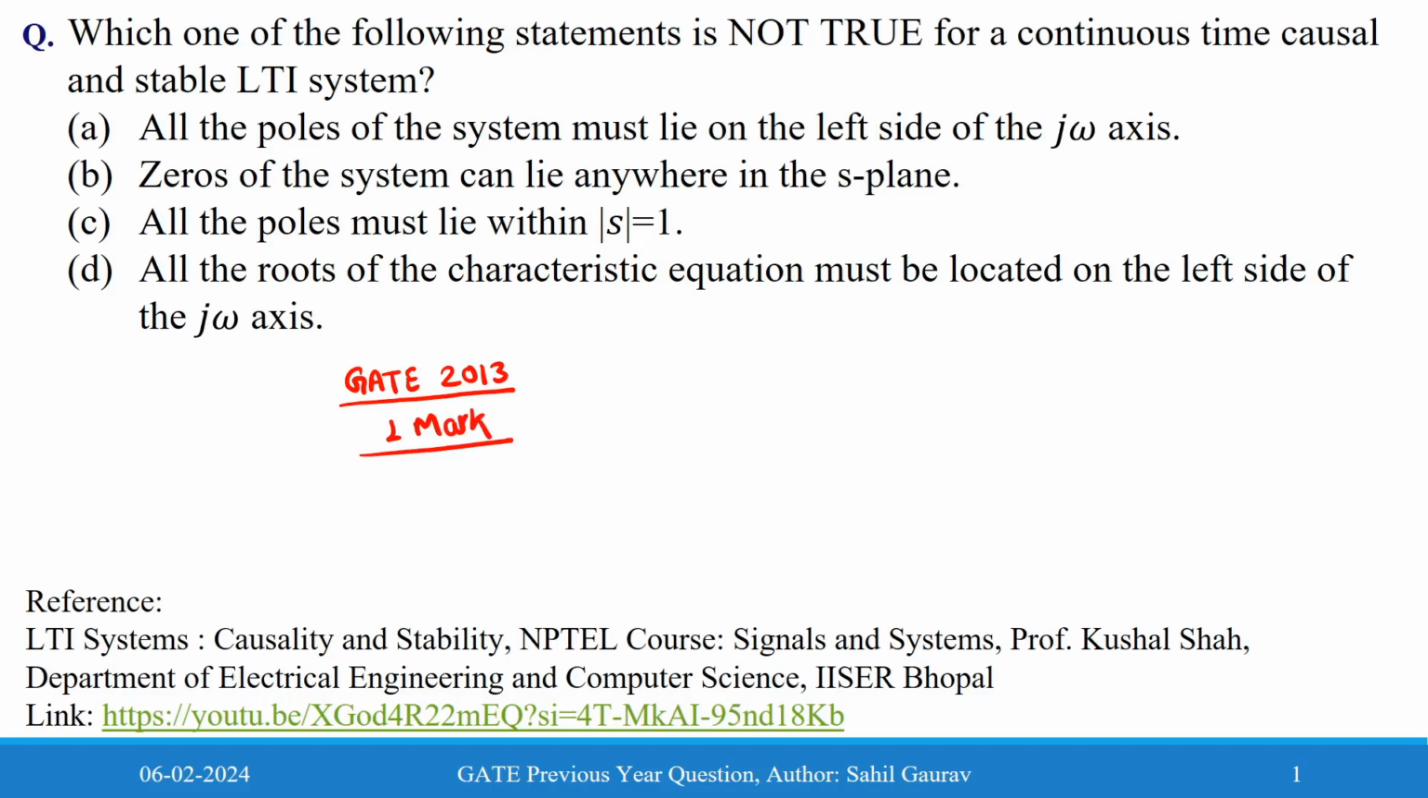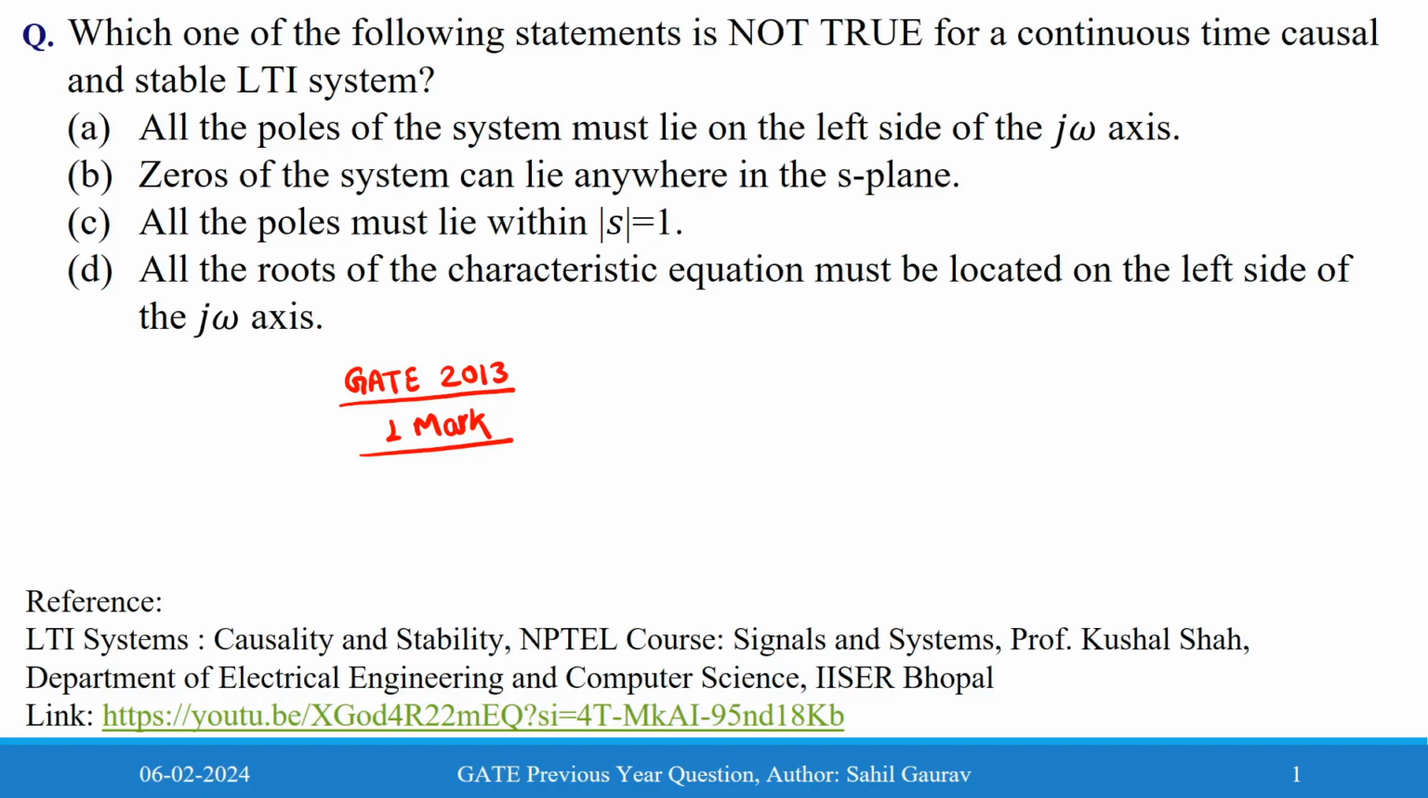The problem says: which one of the following statements is not true for a continuous time causal and stable LTI system? And the options are: all the poles of the system must lie on the left side of the j omega axis; zeros of the system can lie anywhere in the s-plane; all the poles must lie within mod s is equal to 1; and the last option is that all the roots of the characteristic equation must be located on the left side of the j omega axis.